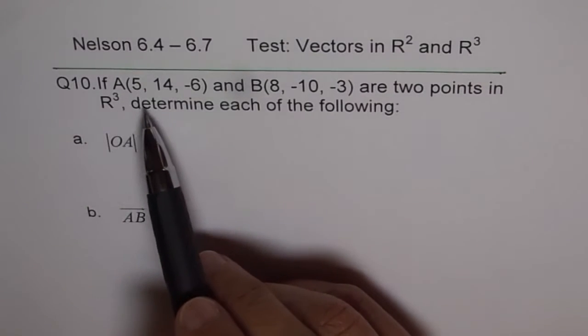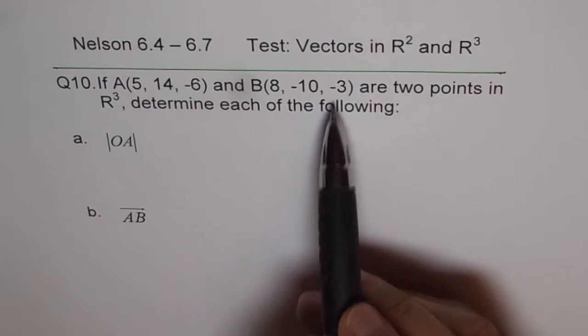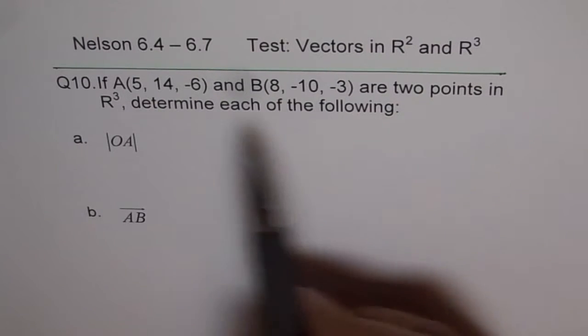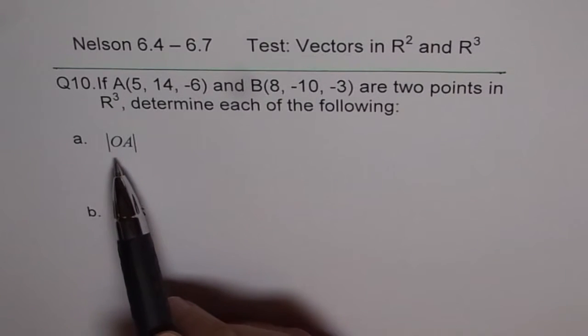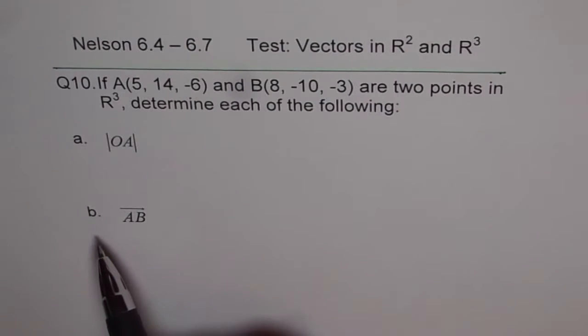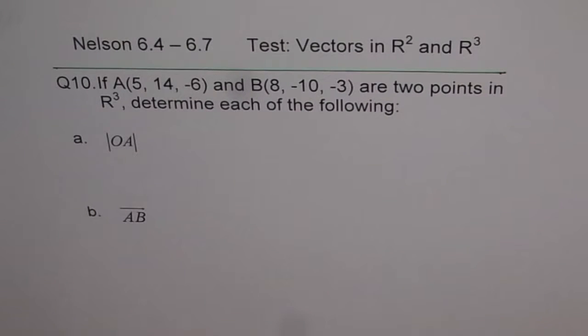If A, which is (5, 14, -6), and B, (8, -10, -3), are two points in R3, determine each of the following. One is the magnitude of OA and the other is vector AB, right? So that is what you need to find. So work it out, and if you have difficulty, then you need to review R3, representing vectors in R3, finding their magnitude and direction, correct? So let's see how to do them.